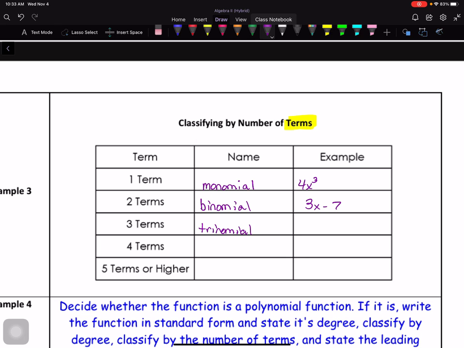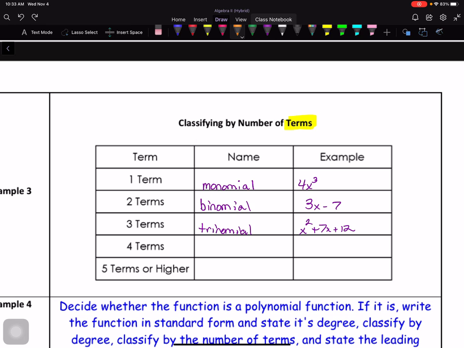A lot of quadratic equations are trinomials, so I'll give you an example: x squared plus 7x plus 12. 1, 2, 3 terms. Trinomial.